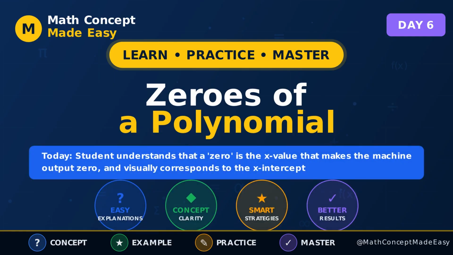By the end of this lesson, the student understands that a zero is the x value that makes the machine output 0, and visually corresponds to the x-intercept. Grab a notebook, get comfortable, and let us begin.